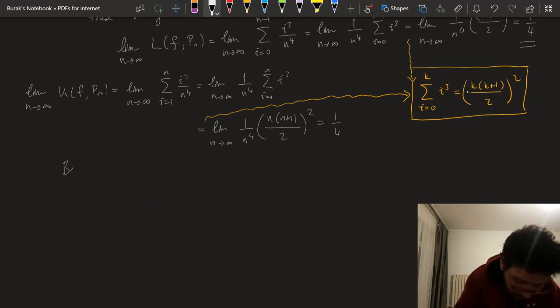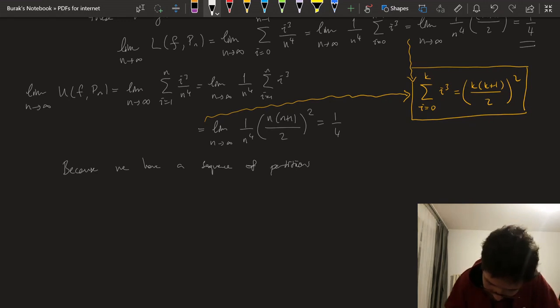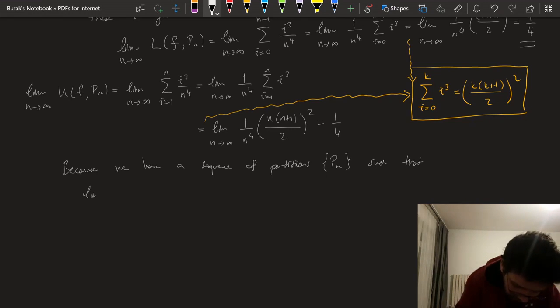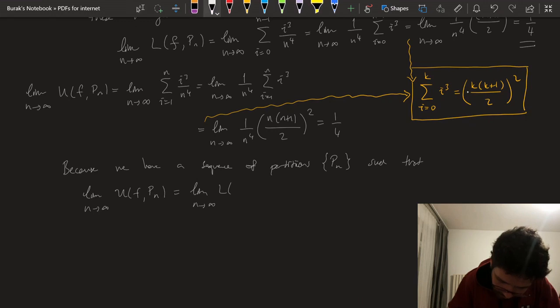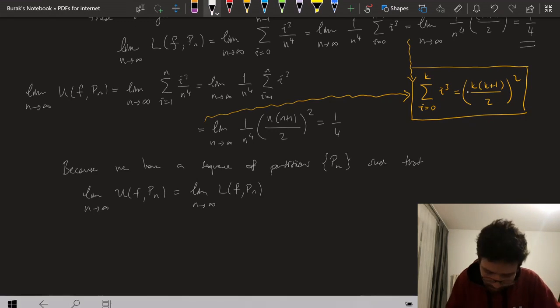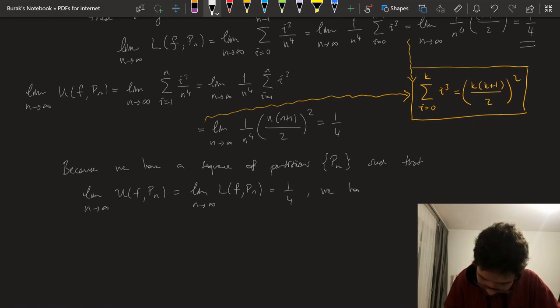So because we have a sequence of partitions, Pn, such that the limit of upper Riemann sums and the limit of lower Riemann sums with respect to these partitions, because these limits are both 1 over 4, we have that the integral of x cubed from 0 to 1 is 1 over 4.